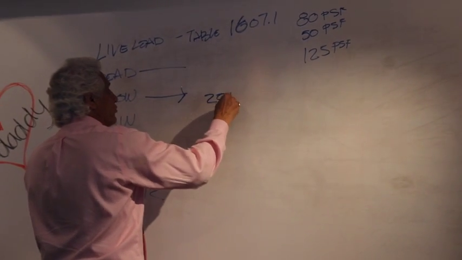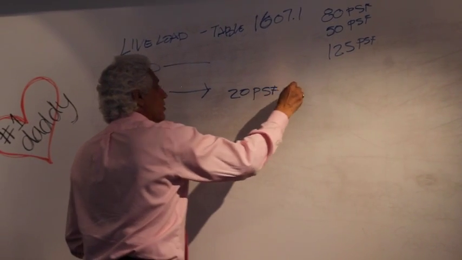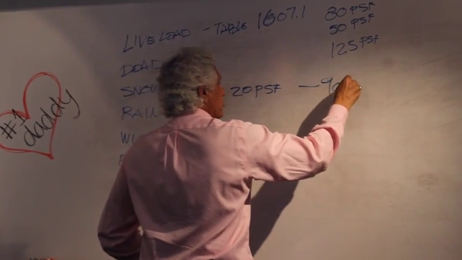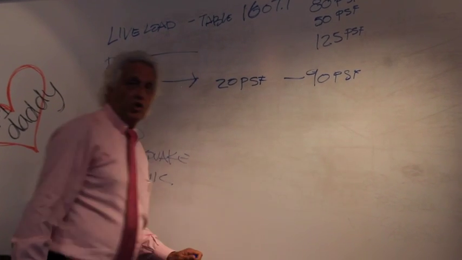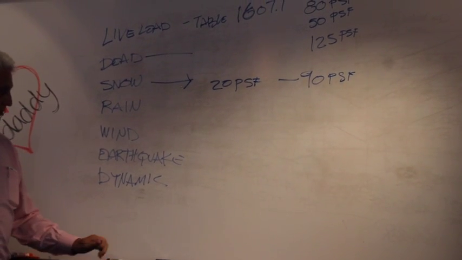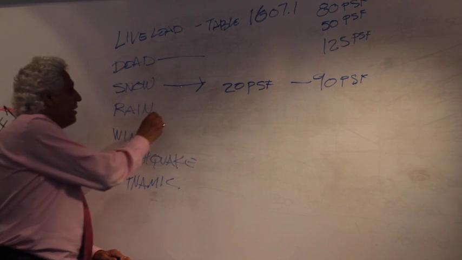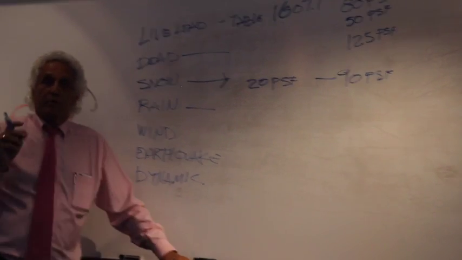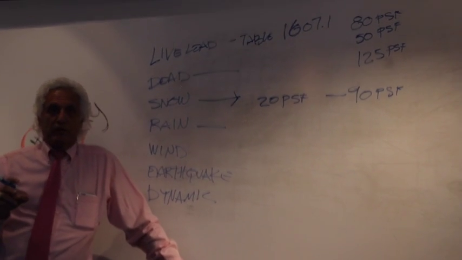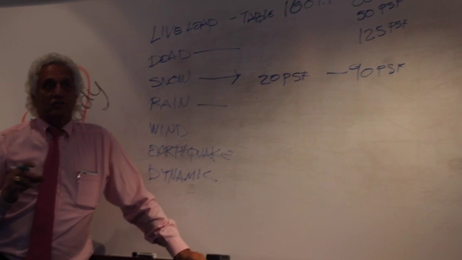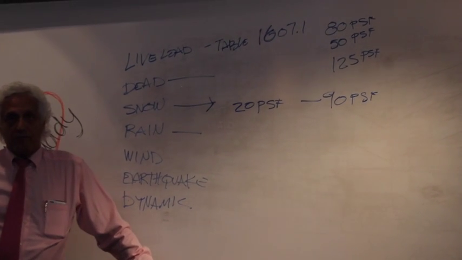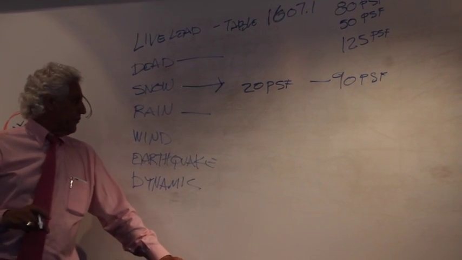Snow loads range anywhere from 20 pounds a square foot to 90 pounds a square foot, as you find in the upper part of the Upper Peninsula in Michigan. Rain, there is a chart, and these are all given in charts that you'll see in the code book. Rain is determined by inches of rainfall, so you have to design for that on the roofs.